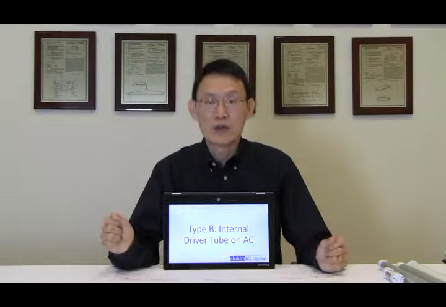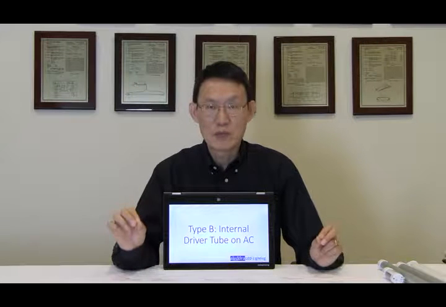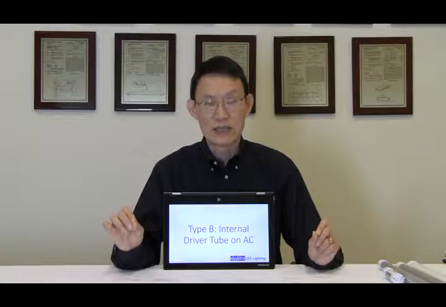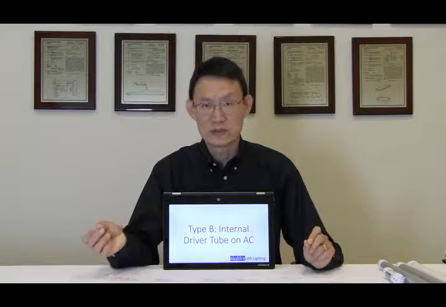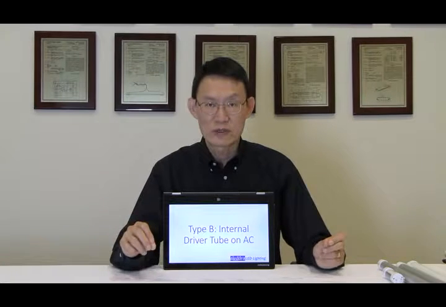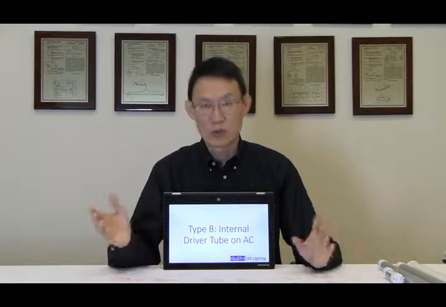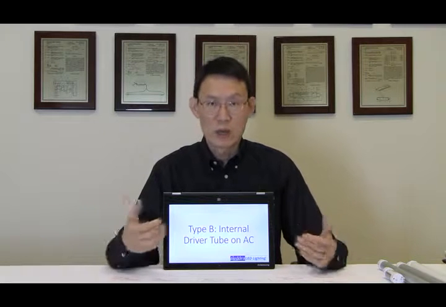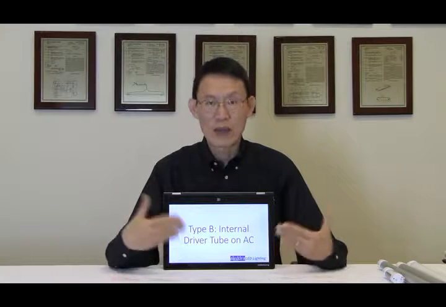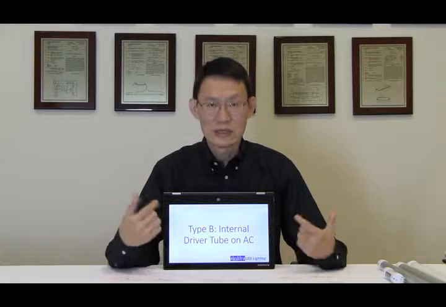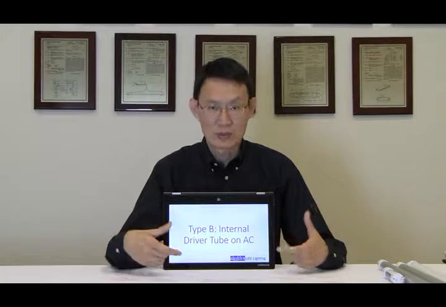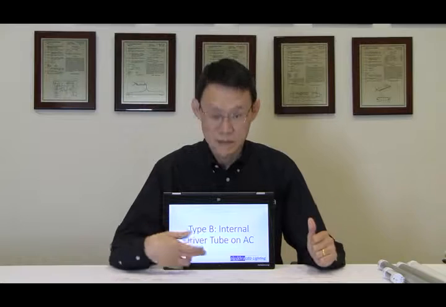Then Type B tube is a tube that operates on AC line voltage, 120 or 277. It may be a universal driver that can work from 120 all the way to 277 volt. With this type of tube, you need to bypass and remove the ballast and then have the tube operate on line voltage. So that's Type B.